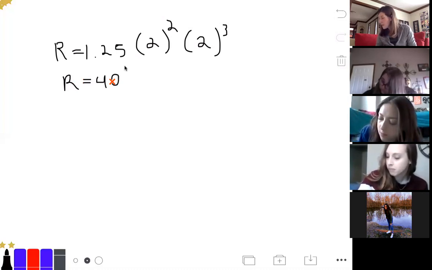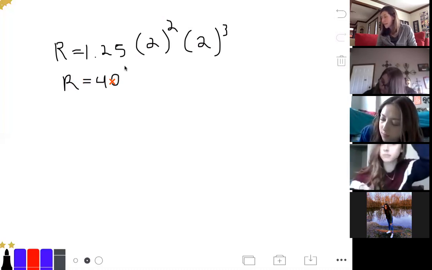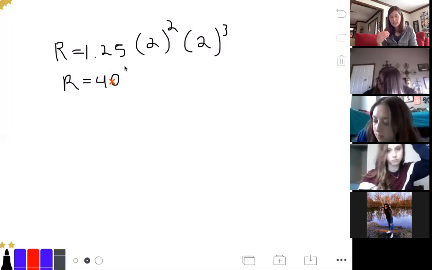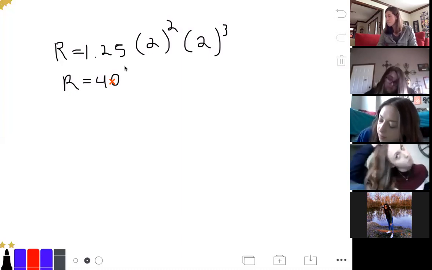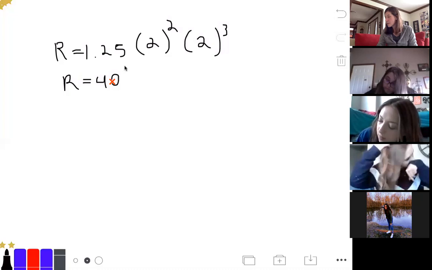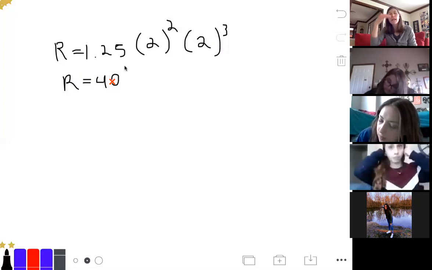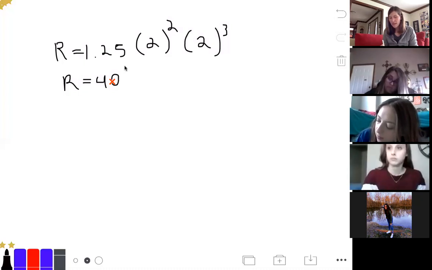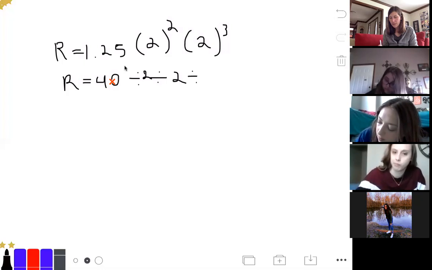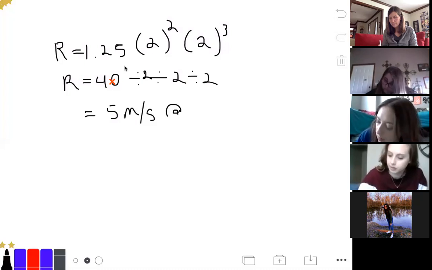And then they say, again, at 0 degrees Celsius. So now I'm actually decreasing the temperature. So you're right, Caitlin, you're dividing. Instead of making it faster, it's dividing in half each time. Let's see, 3 increments of 10, right? So it's 3 times that it goes in half. And so that's where that divided by 2 divided by 2 divided by 2 comes from. And that ends up giving me 5 molarity per second at 0 degrees Celsius.